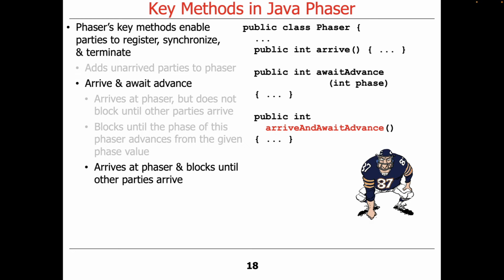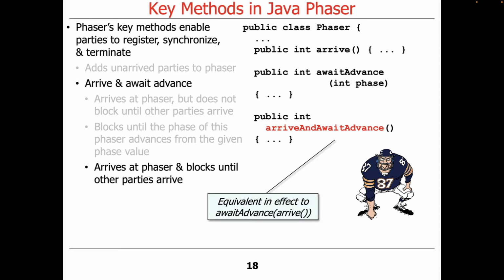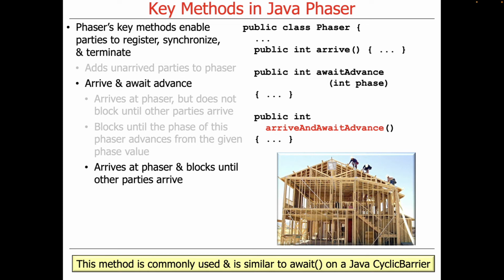The most common way of using a phaser is to use arriveAndAwaitAdvance, which arrives at the phaser and blocks until all the other parties arrive. And this is essentially equivalent to calling awaitAdvance with the result of arrive. This method is very commonly used, and you can think of it as being quite like the await method on Java's CyclicBarrier. In fact, we'll take a look at an example shortly that uses it in very much the same way.